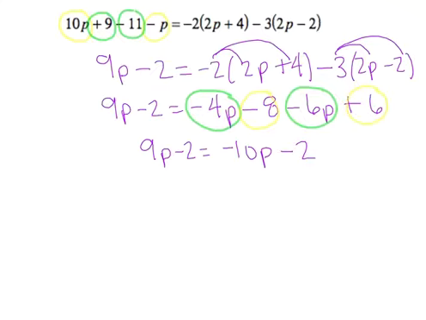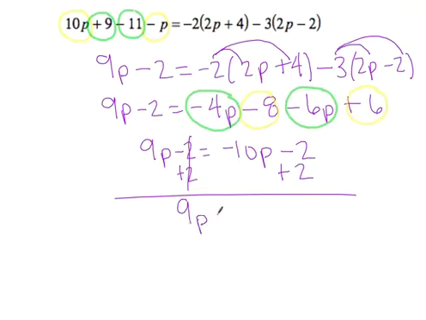For step 2, I want to try to get all of my variables to one side and all of my constants to the other. So I'm going to start by moving this negative 2. I can either add 2 to both sides, or I can circle the negative 2 and jump it. My 2's will cancel, and I'll get 9p equals negative 10p. The negative 2 and the positive 2 are like terms, so when I combine them together, they would give me 0.